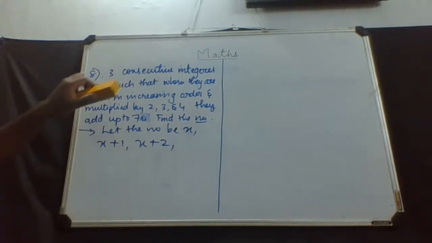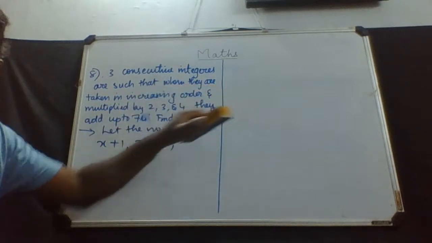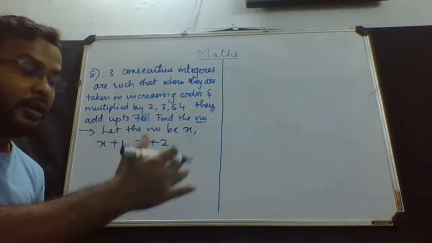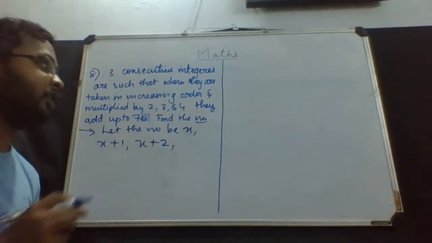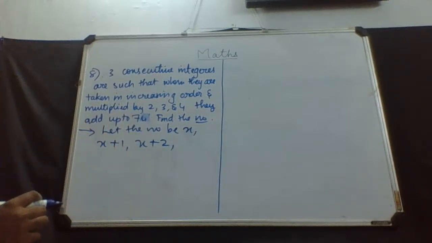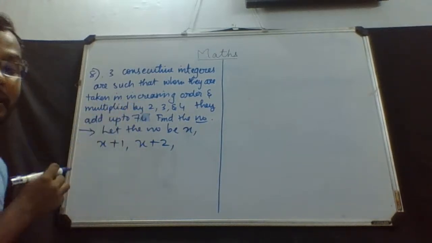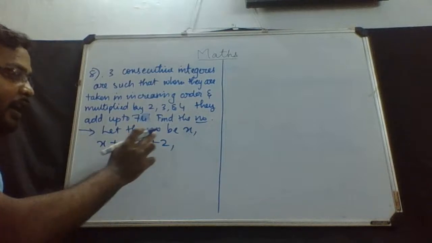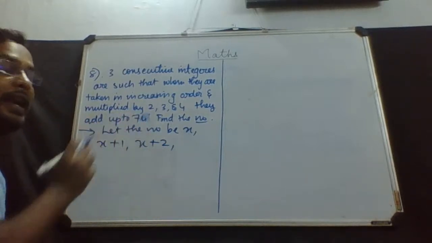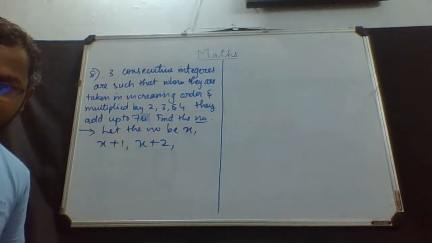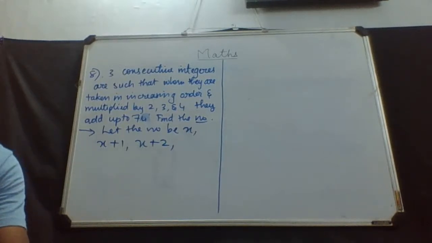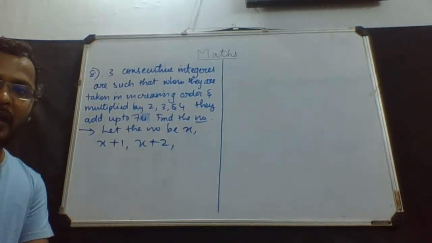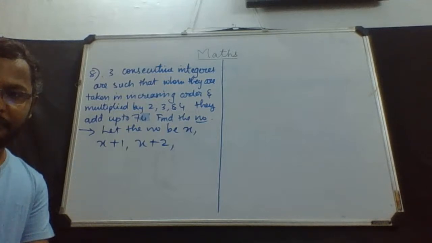Now what they are telling: when they are taken in increasing order. So obviously they are in increasing order. x is the smallest, x plus 1 is one bigger number than that, x plus 2 is a still bigger number. So when they are taken in increasing order, the first one is multiplied by 2, the second one is multiplied by 3, and the third one is multiplied by 4. They add up to 74. So you have to make the equation here, and after making the equation, you have to solve it.